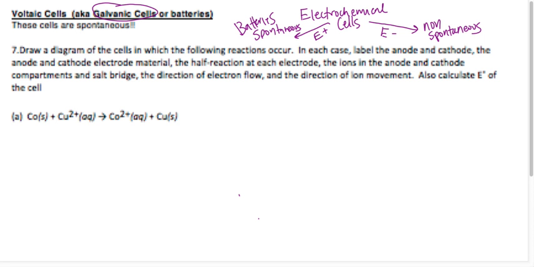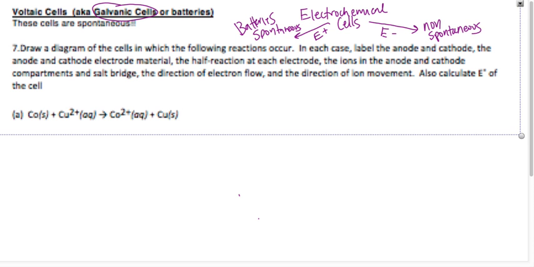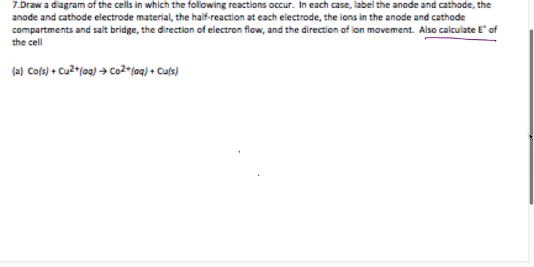So looking at this one, we are first going to find the voltage here, because in this problem, if you look, it says draw a diagram of the cells. In each case, label the anode and cathode, and I'm not going to read through the whole list. We have to do all that stuff, which we will. But then it says to calculate E naught. So I want to kind of get that out of the way. How would I find E of that reaction? What would be my first step? Correct. Write the half reaction.